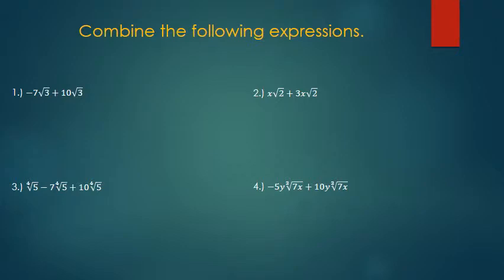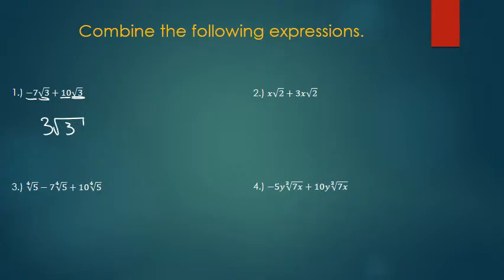So in looking at number 1, I see that I have a negative 7 root 3 plus 10 root 3. What I look at is the root. And notice they both have a 3 in them. So in this case, they're like terms, so I can go ahead and combine by adding negative 7 plus 10, which gives me 3 root 3.